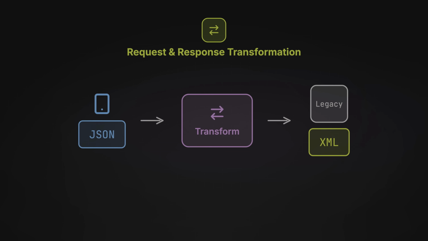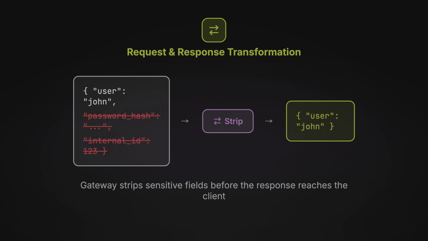Request and response transformation. Your mobile app sends JSON. Your legacy service expects XML. Rather than rewriting the service, the gateway transforms the request format in transit. Or your backend returns sensitive internal fields. The gateway strips them before the response reaches the client.